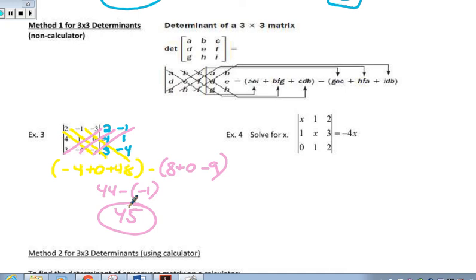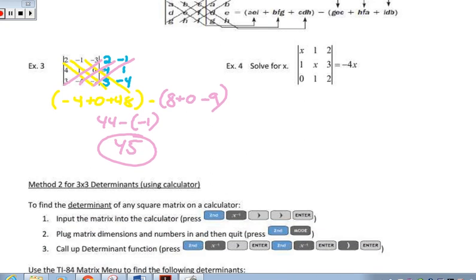Okay, so we're going to do the same thing here. I could see that the determinant's equal to 4x, but first I've got to figure out what that determinant's going to look like. So I'm just going to move this down just a little bit. Okay, so I'm going to rewrite this whole thing here. So we have x, 1, 0, 1, x, 1, 2, 3, 2. I'm going to repeat the first two columns just like I said before.